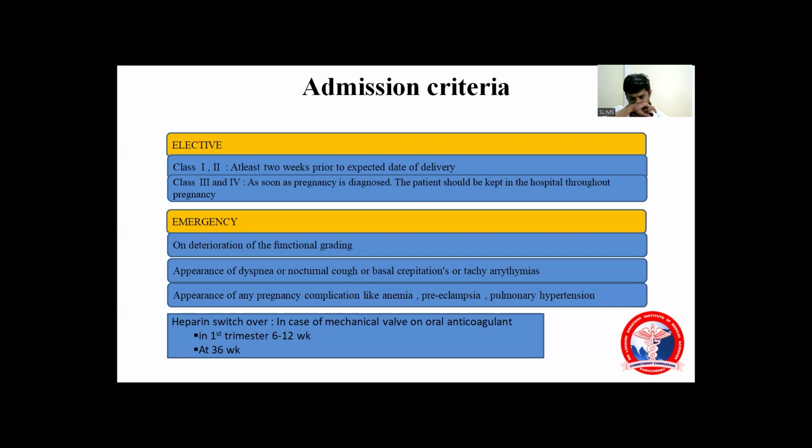We also have to keep in mind patients with mechanical valves on oral anticoagulants. We need to switch from warfarin to heparin in the first trimester, and switch back at 32 to 36 weeks of gestation prior to delivery.